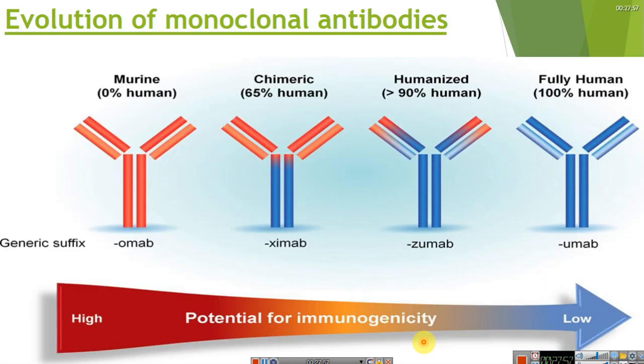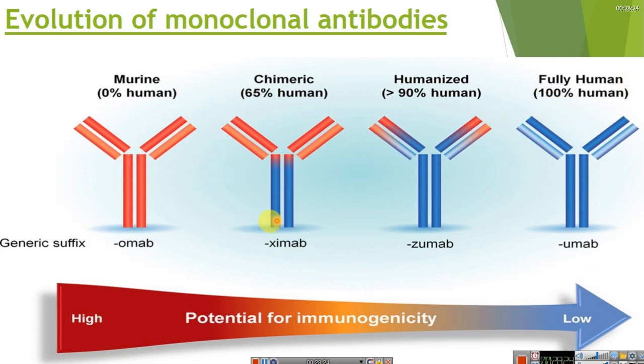Now what is the percentage of the human sequence in these four types of antibodies? Omab, Zmab, Zumab, and Umab. The suffixes you know now. Completely murine has no human sequence. 65% of the Zmab chimeric is human, 90% in humanized, and 100% in fully human.